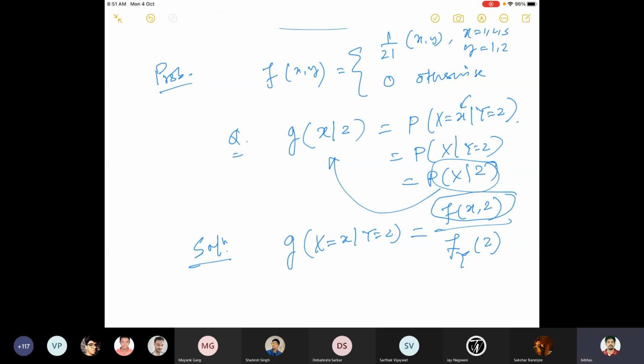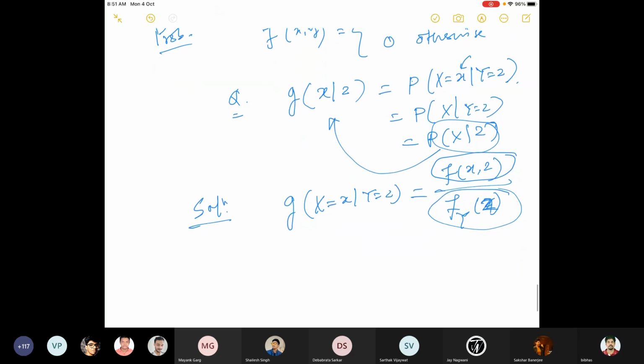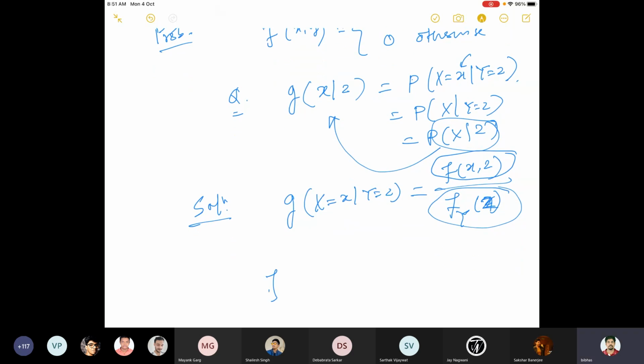Can anyone tell me what is this value? This function is given to you. 2x by 21. Okay, and what is this value? So this is the marginal PDF. How do I find the value of this marginal PDF? So F_Y, let's say at 2. This will be called what?